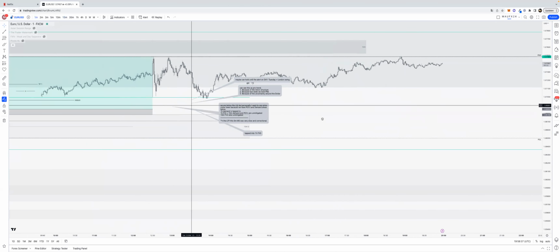Because when I look back, I want to see, all right, after we tapped into the fair value gap, we see these 1 hour wicks. That's interesting. That already indicates to me we might turn bullish. So yeah, always take a screenshot of every time frame.